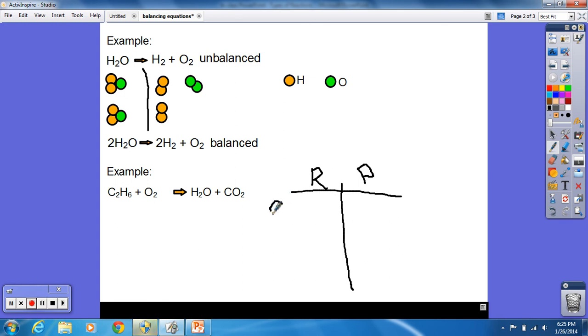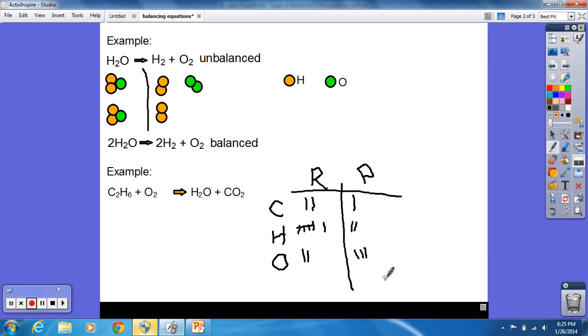So I've got some carbon, some hydrogen, and some oxygen. This isn't going to look great because I'm writing with a mouse. But on my reactant side, I have 2 carbon, so I'm going to do 2 little tick marks. And on my product side, I have 1. On my reactant side, I've got 6 hydrogen: 1, 2, 3, 4, 5, 6. And on my product side, I've got 2. On my reactant side, I have 2 oxygen. And on my product side, I've got 3, because I've got the 1 here and then the 2 there.